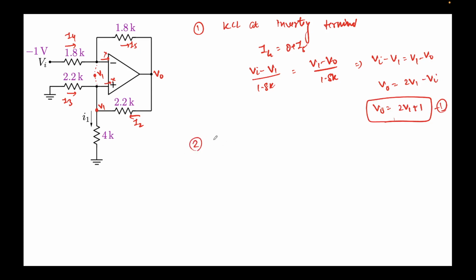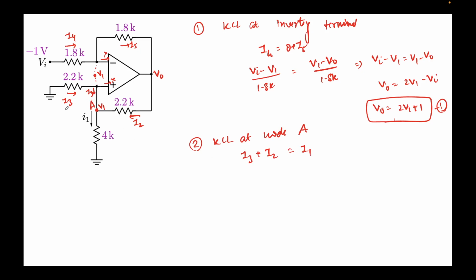Now I'll apply KCL at node A. Let's call this node A. I3 will be flowing here, remember that. Why? Because no current can flow here, right? So the incoming current would be I3 plus I2. This is also incoming. The outgoing current will be nothing but I1.